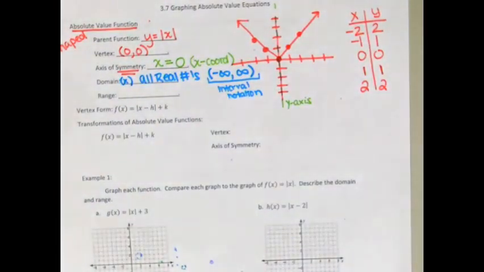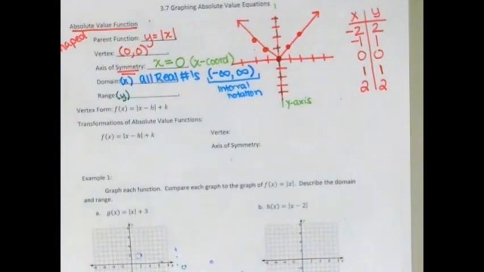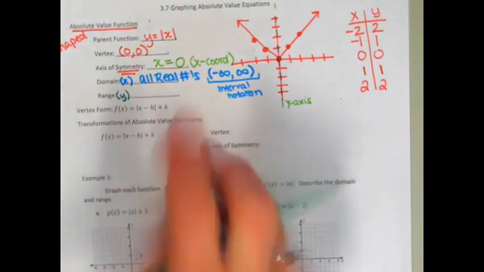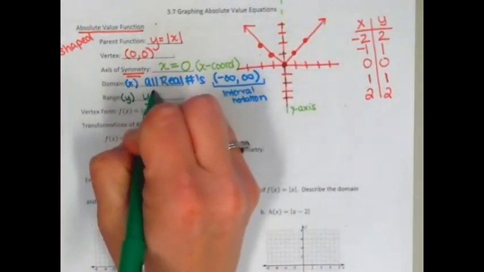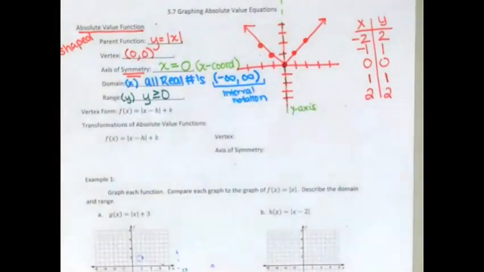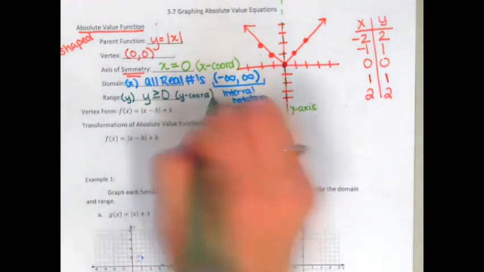Okay. Now, the range represents the y values. If you notice, the absolute value of any number is always what type of number? Positive, right? So can my y values ever be negative? No. I can't take an absolute value of something that's going to make it negative, can I? So in this case, as long as my graph opens upwards, my range is y is greater than or equal to 0, or the y coordinate of your vertex.